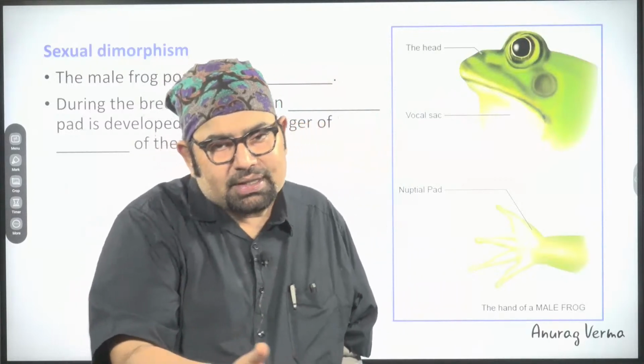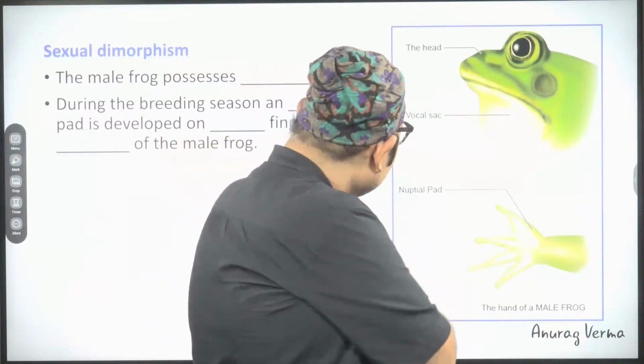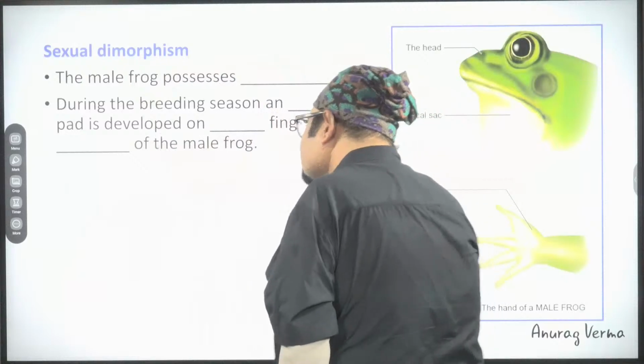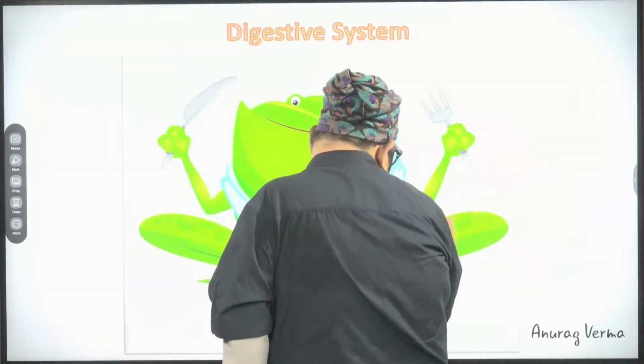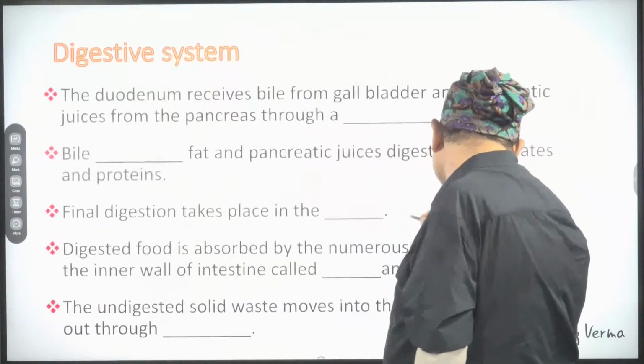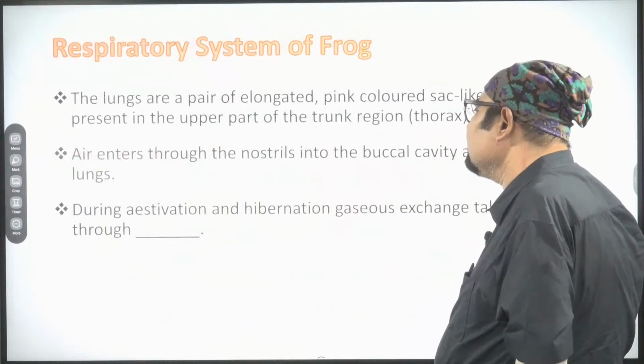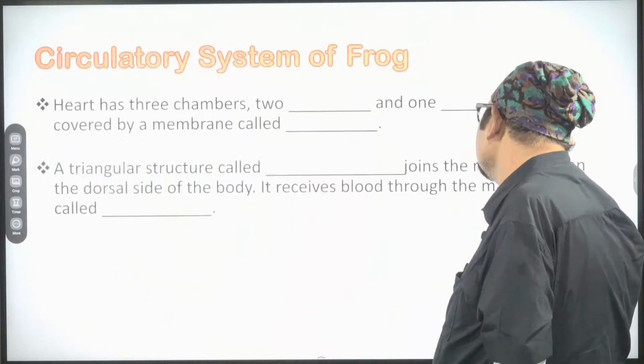This is a sexual embrace, okay? Later on, we have a picture also. I will show the picture to you. I think in the reproduction part, the sexual embrace is there. If I have that picture.